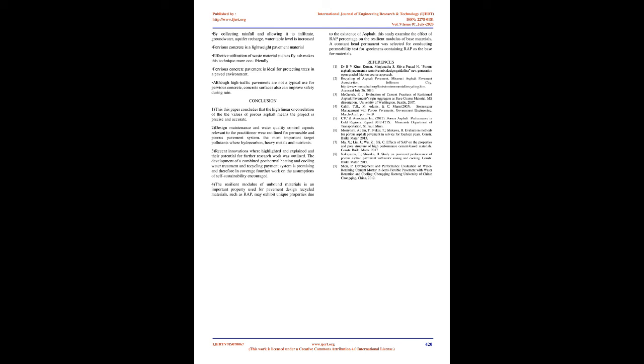Pervious concrete is a lightweight pavement material. Effective utilization of waste material such as fly ash makes this technique more eco-friendly. Pervious concrete pavement is ideal for protecting trees in a paved environment. Although high-traffic pavements are not a typical use for pervious concrete, concrete surfaces also can improve safety during rain.